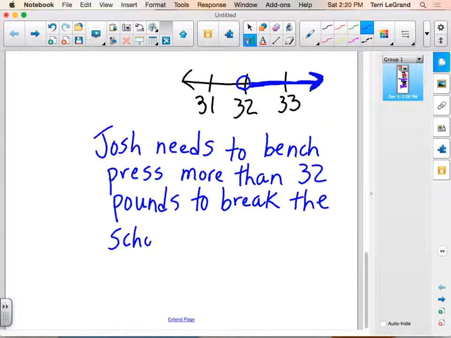Okay, so our sentence response. And we should have done that on the other one also. So make sure in your homework that you do sentence answers for these. Josh needs to bench press more than 32 pounds to break the school record. That's what our algebraic inequality shows us. That's what our graph shows us. And here we are answering the question to our real world problem in a sentence. Okay, so again, this is what you'll be doing, along with maybe some of what we had done previously. Okay, have at it.